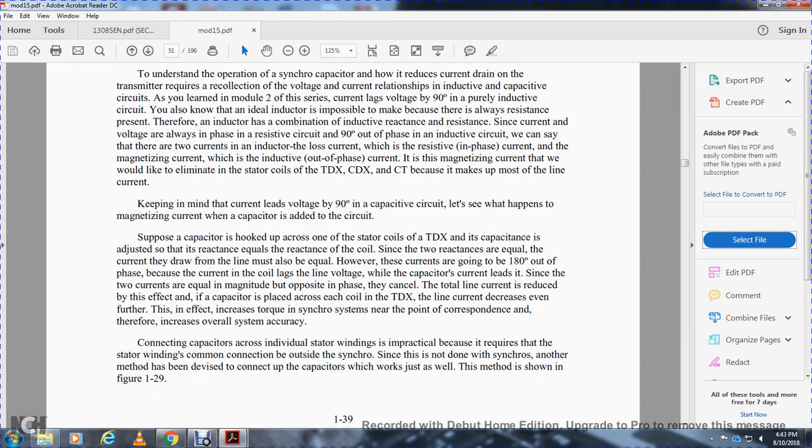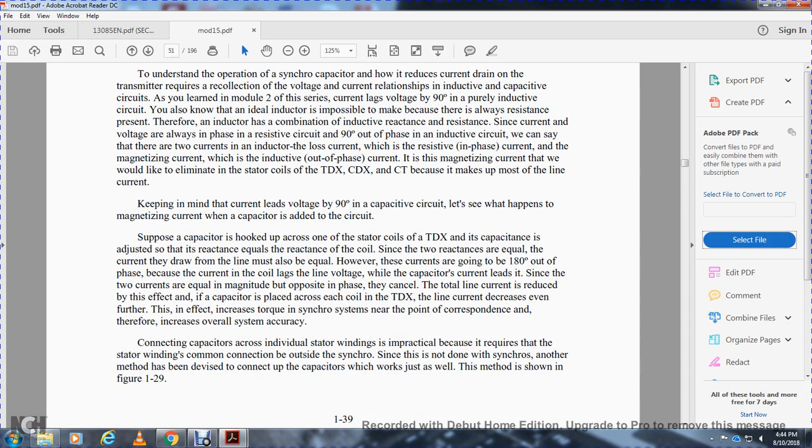Keep in mind that in a capacitive circuit the current leads the voltage by 90 degrees. Let's see what happens to the magnetizing current when a capacitor is added to the circuit. Suppose a capacitor is hooked up with the stator coil of the torque differential transmitter, with the capacitive reactance equal to the reactance of the coil. The two reactances are equal.